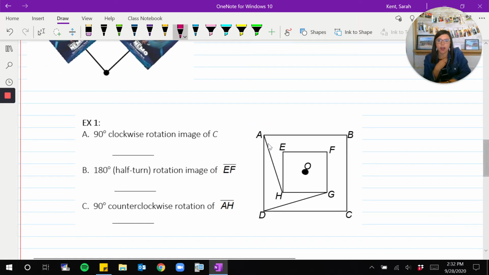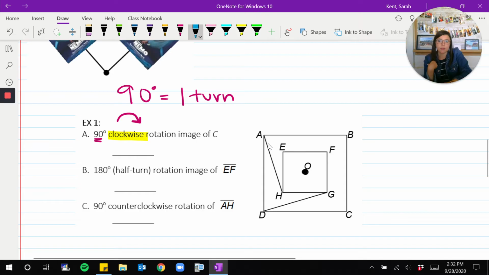So here we have a 90-degree clockwise rotation. So 90 degrees is going to equal 1 turn. Clockwise goes in the direction a clock goes. So it spins to the right. And here we want to rotate image or point C. So here if I find point C, I'm going to take it to the right 1 turn. So if I take point C to the right 1 turn, I end up at point D.